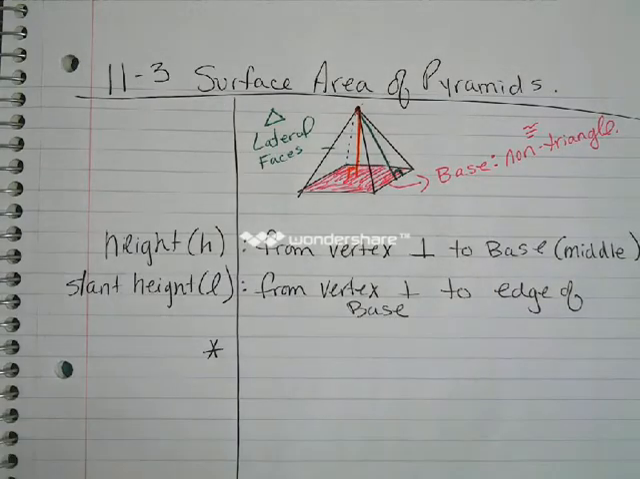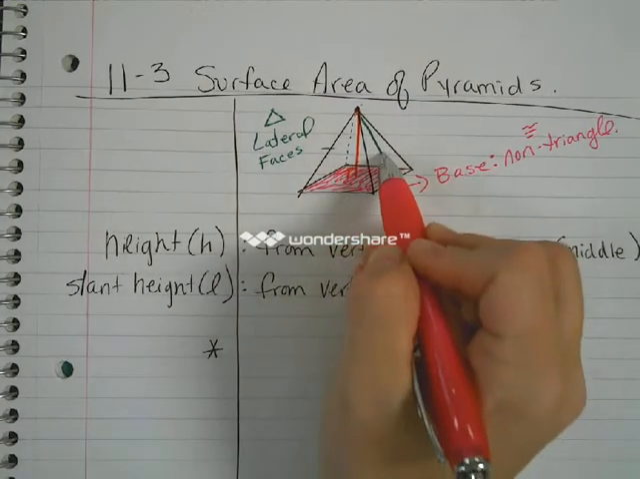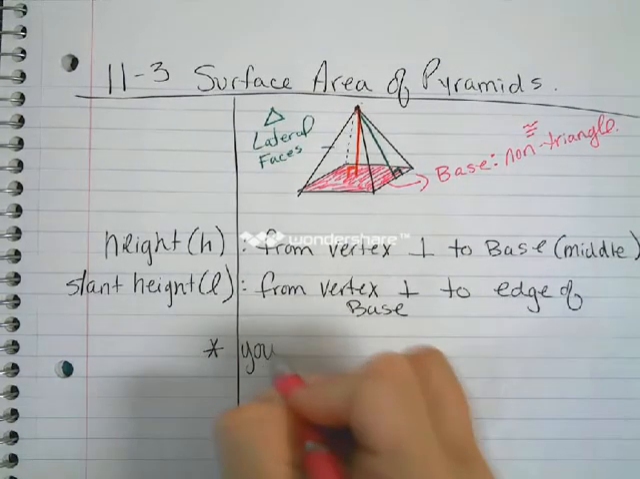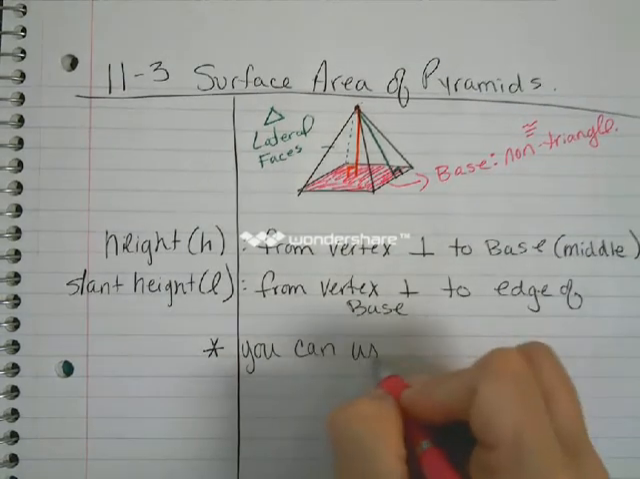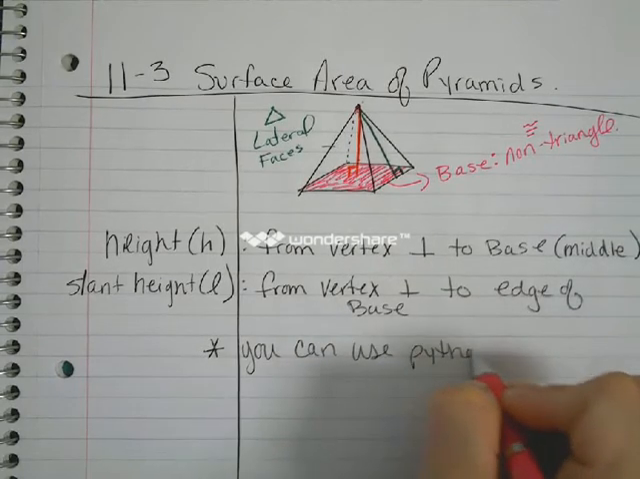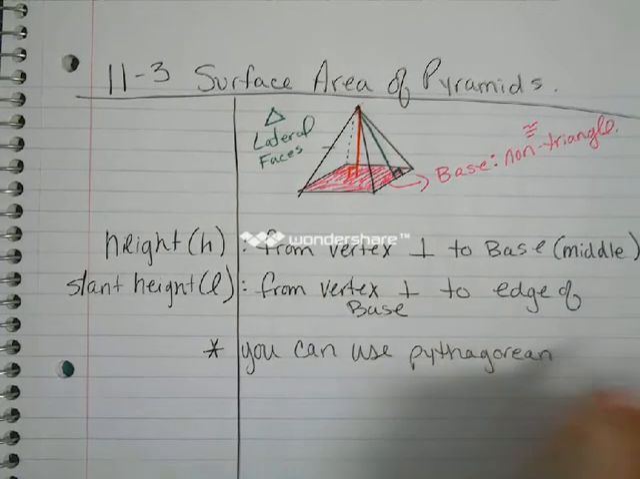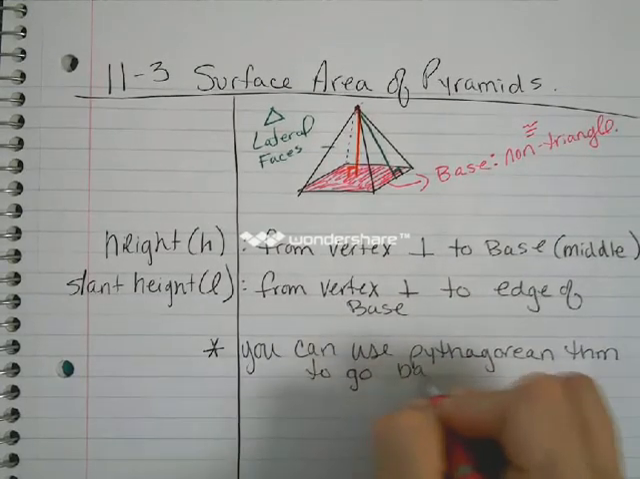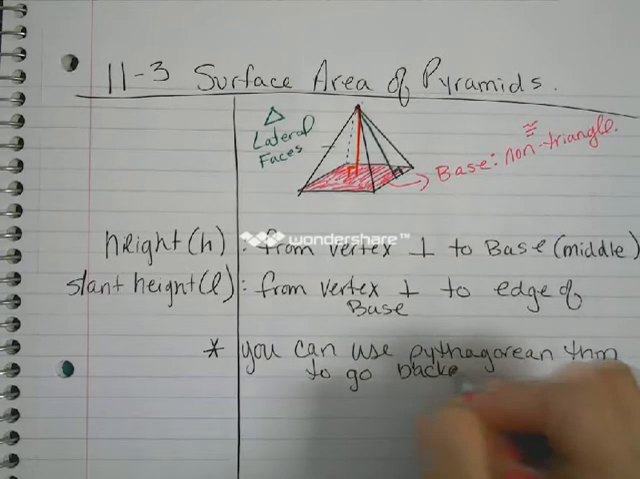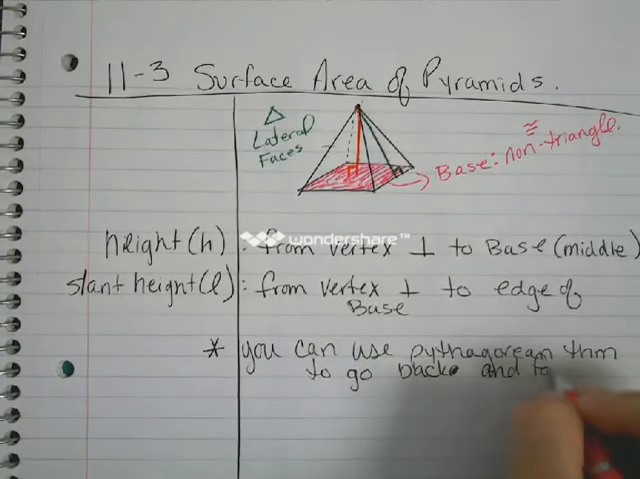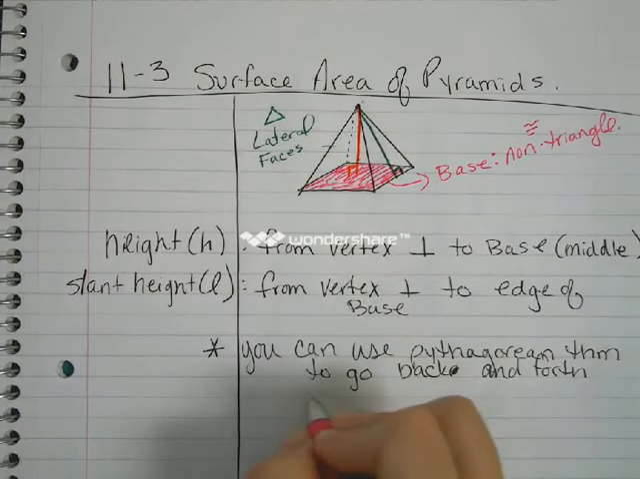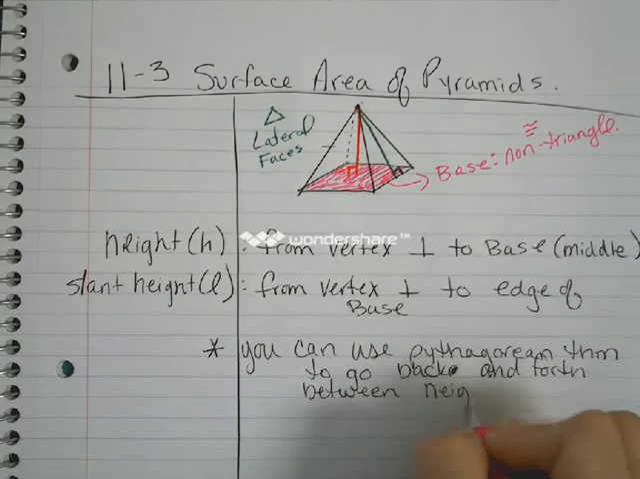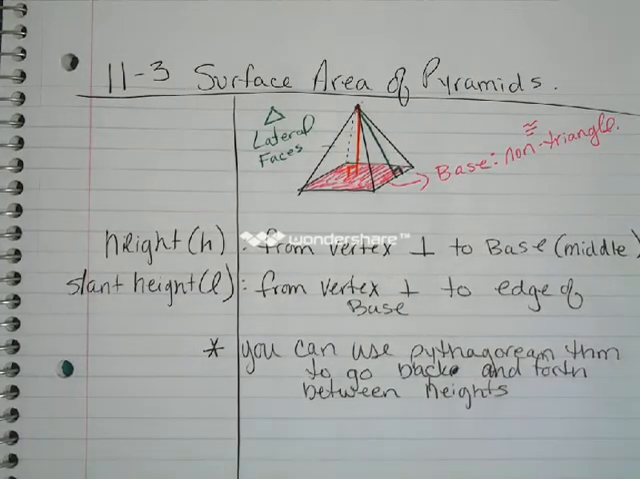You can use the Pythagorean theorem to go back and forth between your two heights. So if you have one and need the other, you can just use the Pythagorean theorem, because if you look right there, there will always be a right triangle.